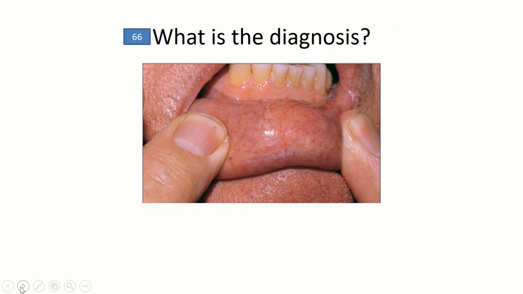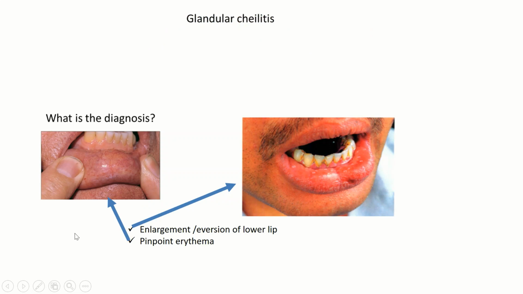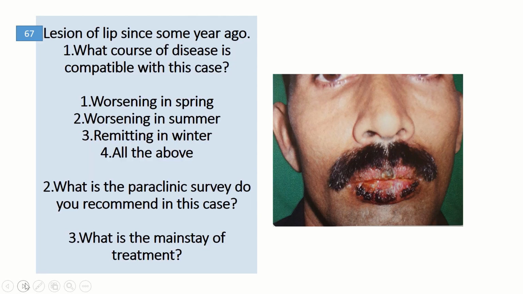And what's the diagnosis? As you see here, there is pinpoint erythema, and here you see enlargement and eversion of the lower lip. These findings are indicative of glandular cheilitis. These patients and these findings are prone to develop SCC, glandular cheilitis.